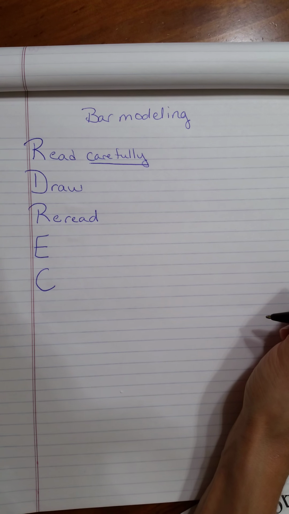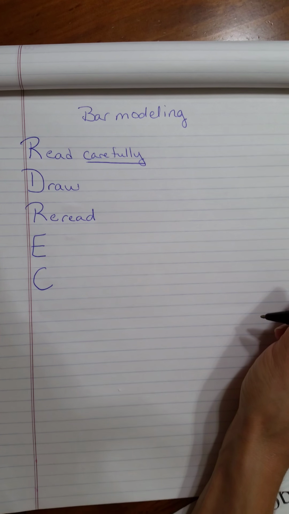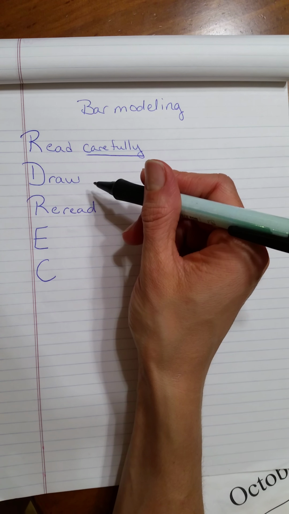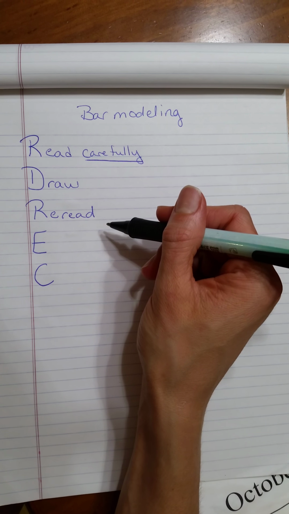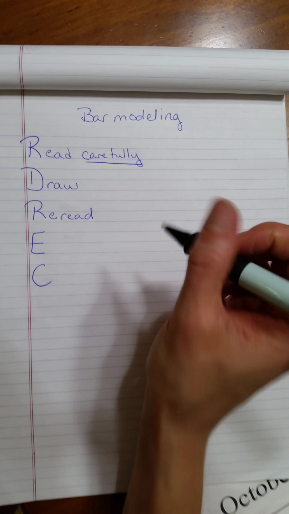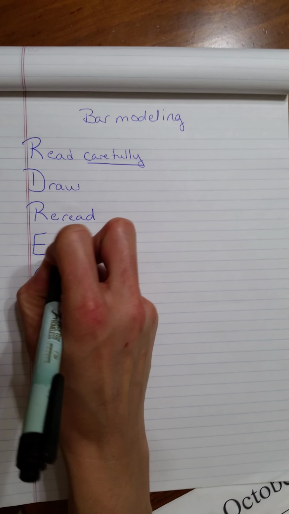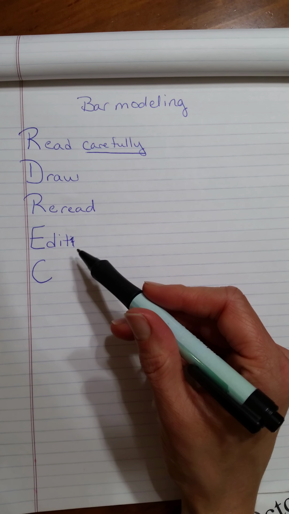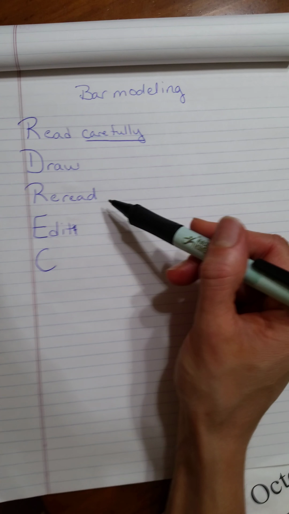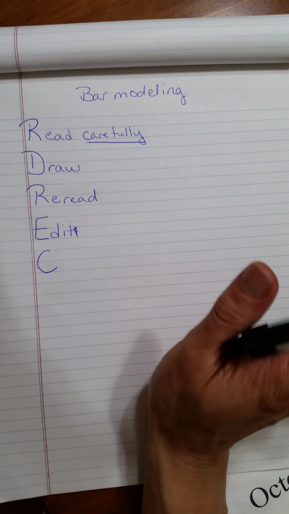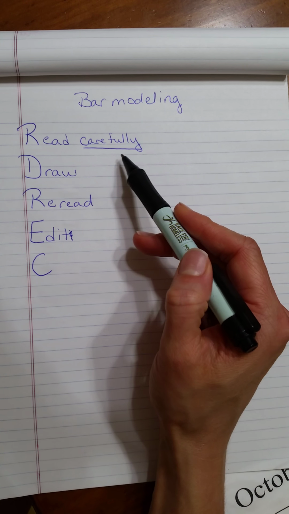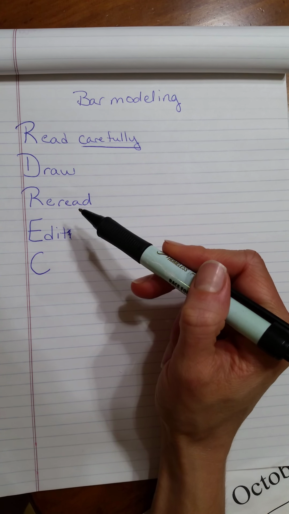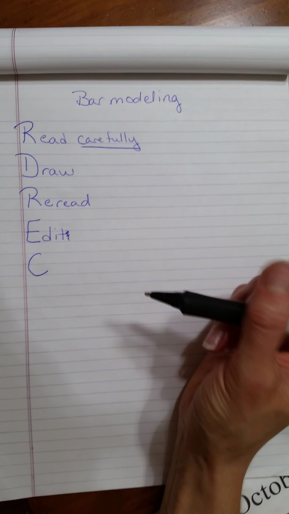The next step is to reread. Make sure that you have actually understood the problem. So read carefully the first time, draw your initial thoughts, and then reread to make sure that you are actually drawing what you are supposed to. After you reread, some editing may be necessary. So edit is our next step. Now, if you reread it and you see that you've already drawn appropriately, then there's nothing to edit. But we read carefully the first time, we draw the information given to us, then we reread to double check ourselves and edit as necessary.